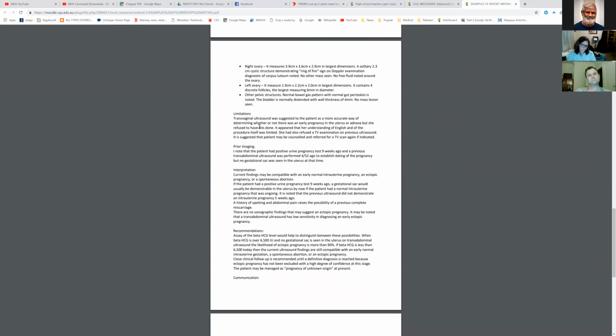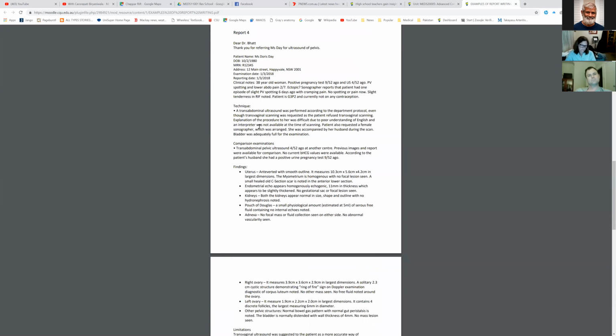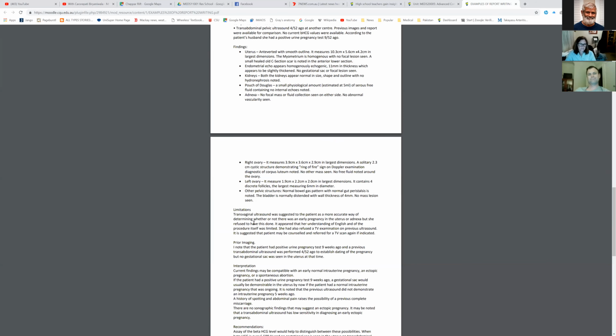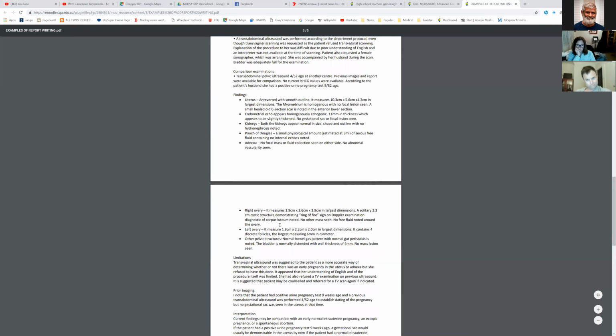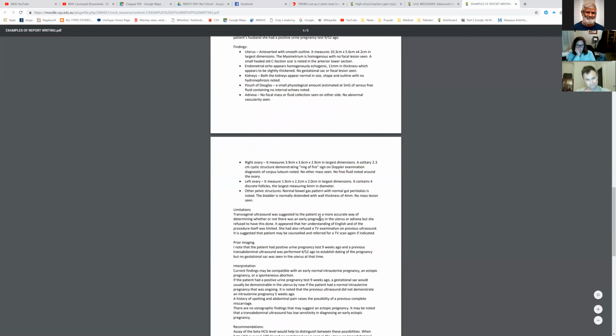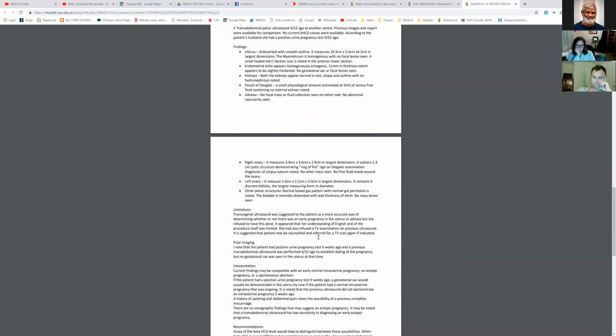Limitations. Now here, although we have mentioned the technique, it clearly mentions the limitations. Maybe you can bring it before the findings. Probably I would put the limitations after the technique. Transvaginal ultrasound was suggested to the patient as a more accurate way of determining whether or not there was an early pregnancy in the uterus or adnexa, but she refused to have this done. It appears that her understanding of English and of the procedure itself was limited. She also refused a TV examination on previous ultrasound. It is suggested that the patient may be counseled and referred for a TV scan again if indicated.